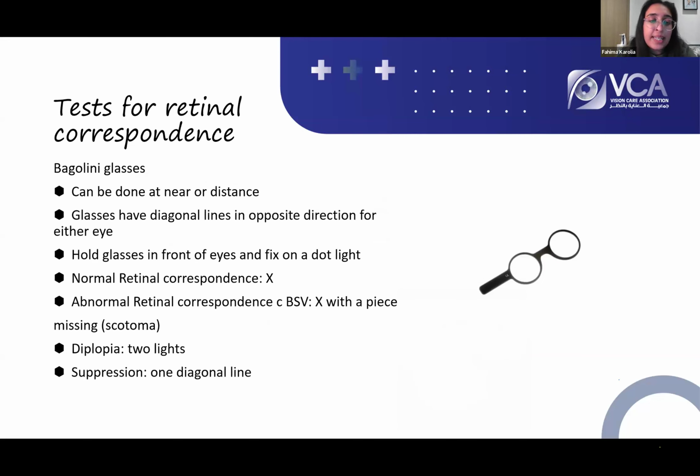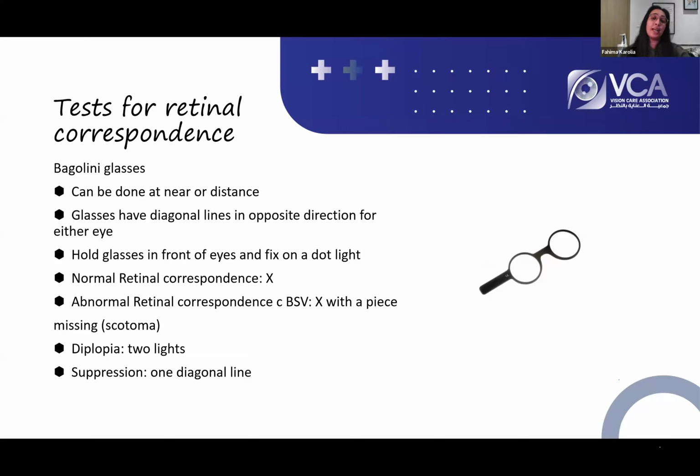Okay, so Bagolini glasses we can do at near and distance. They have diagonal lines in opposite direction of either eye. So it'll have lines over here, lines over here. What we do is we ask the patient to hold the glasses in front of their eyes, and we shine a light in front of them. So if we're doing it at near, 33 centimeters, we shine a light and we ask the patient, what do you see? Do you see my light? Yes. How many lights do you see? Do you see 1 or 2? I see 1, okay, I've got single vision. I see 2, okay, we've got double vision.